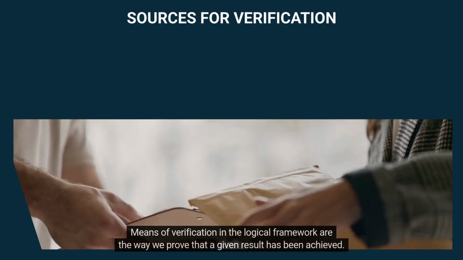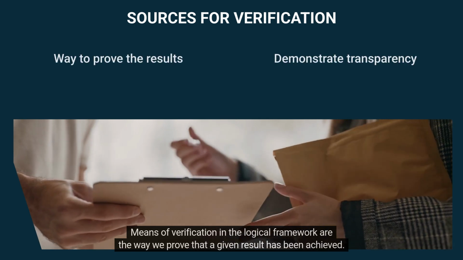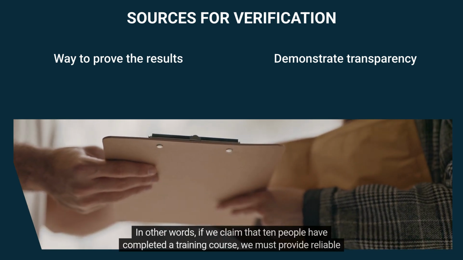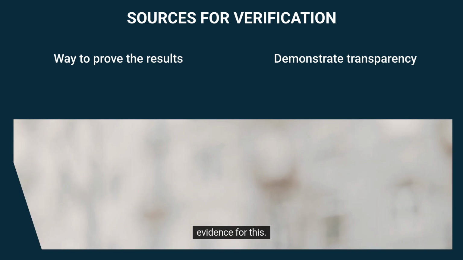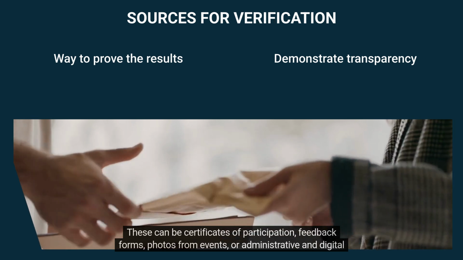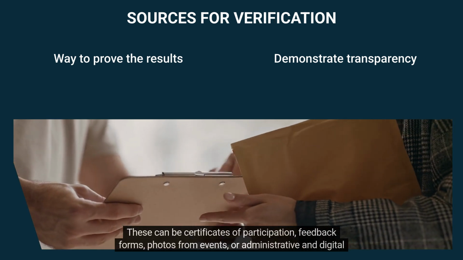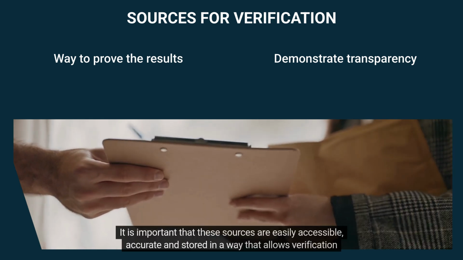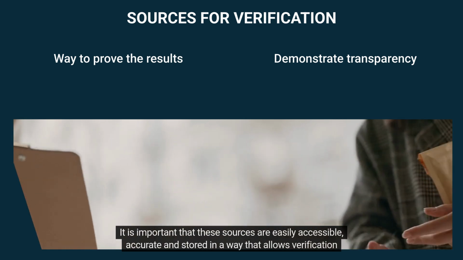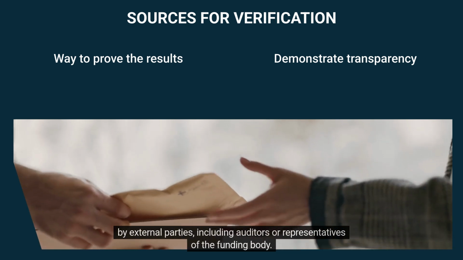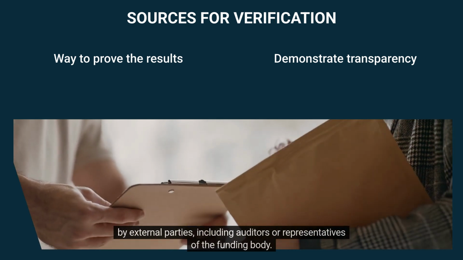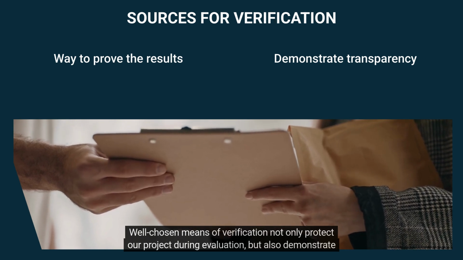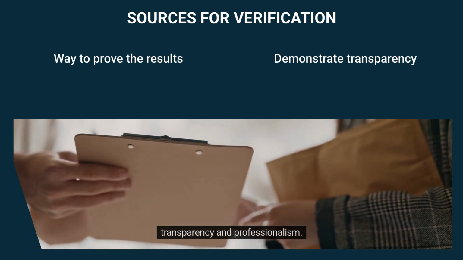Means of verification in the logical framework are the way we prove that a given result has been achieved. In other words, if we claim that 10 people have completed a training course, we must provide reliable evidence for this. These can be certificates of participation, feedback forms, photos from events, or administrative and digital databases. It is important that these sources are easily accessible, accurate, and stored in a way that allows verification by external parties, including auditors or representatives of the funding body. Well-chosen means of verification not only protect our project during evaluation, but also demonstrate transparency and professionalism.